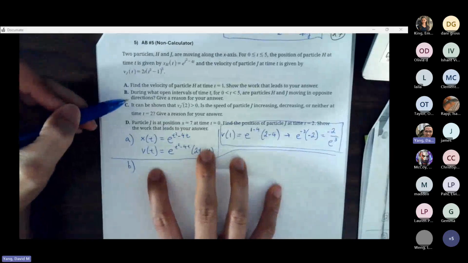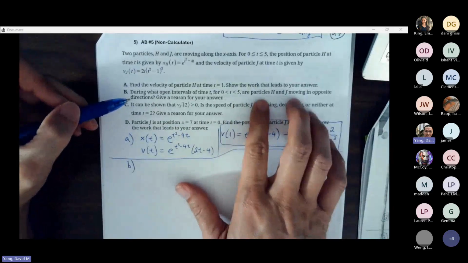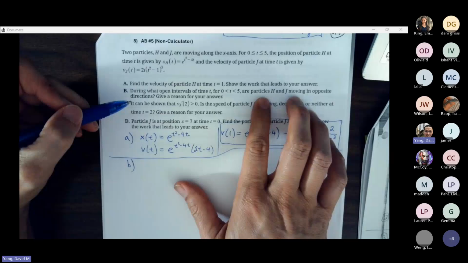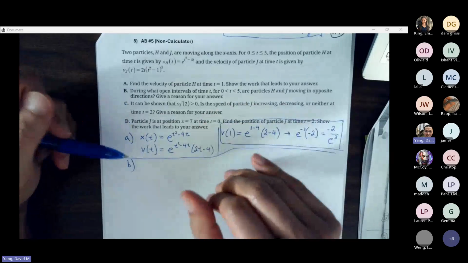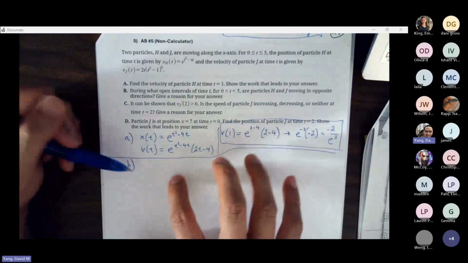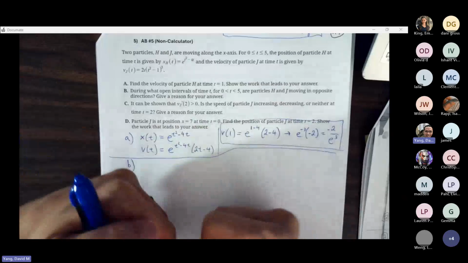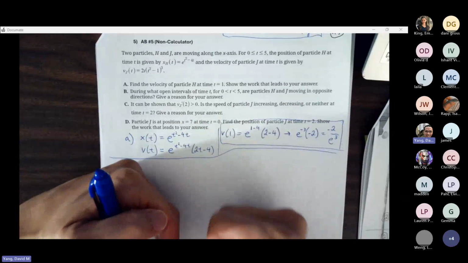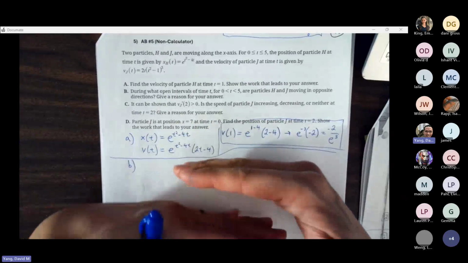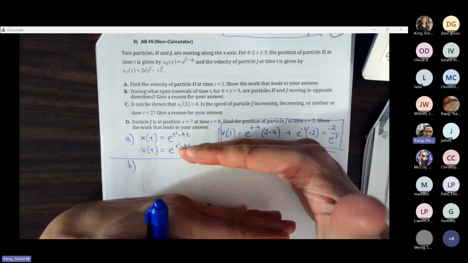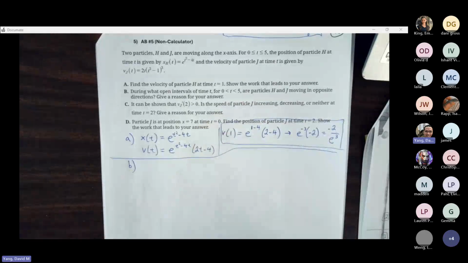Part B: during what open interval are particles H and J moving in opposite directions? So what we want to do is take the velocity function for both, find the critical points, get our velocity sign lines for both particles, and then line them up and see when they're moving in opposite directions.